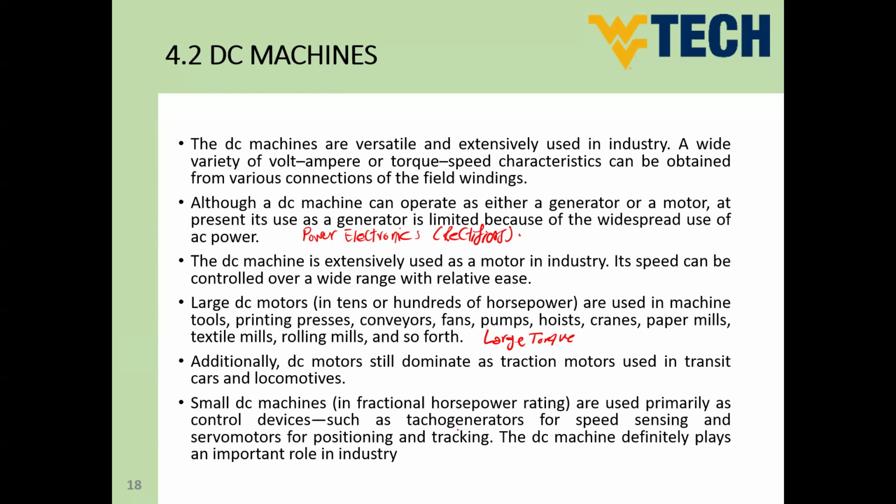These types of small rating machines are used primarily as control devices, such as tacho generators. So we can use them also in control, like a tacho generator. A tacho generator, guys, provides volts according to the speed. It's kind of measuring the speed by converting the speed to volts.